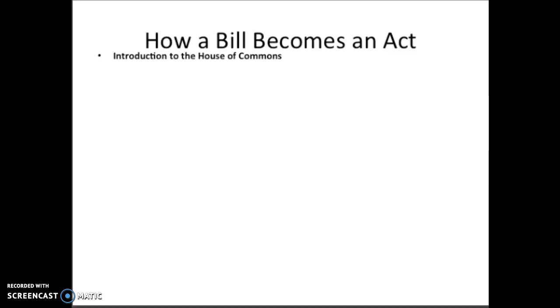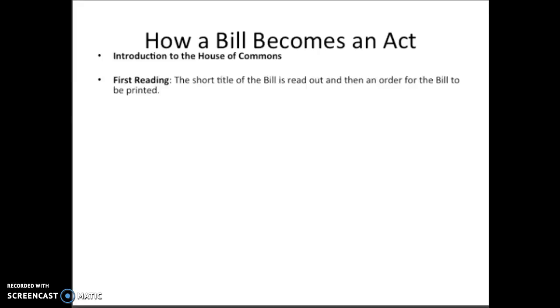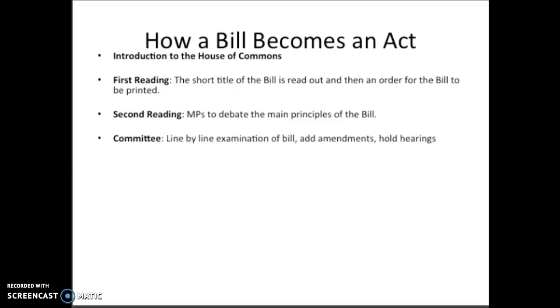The House of Lords does play a role in how a bill becomes an act, but they aren't as central to that process as the House of Commons. All right, the first reading: the short title of the bill is read out loud, and then an order for the bill to be printed takes place. The second reading: members of parliament get to debate the main principles of the bill. They're not going line by line and debating all of the intricacies, but really the big picture concepts.